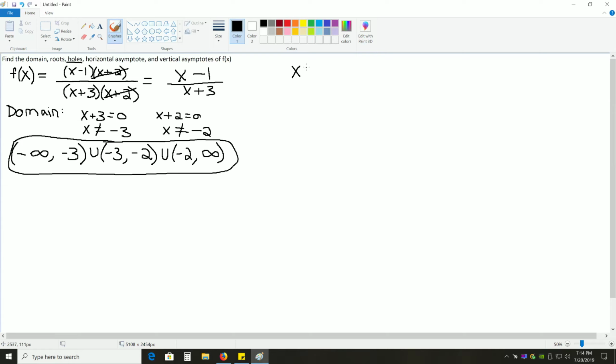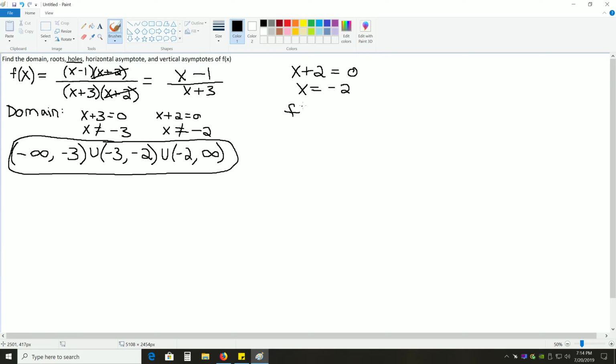So if we take that x plus 2 and set it equal to 0, whatever value we get when we solve for x will give us the location of the hole. So we'll subtract 2 from each side, giving us x equals negative 2. So when x equals negative 2, we get division by 0, and because that 0 is also in the numerator, we get 0 divided by 0, which is where a hole occurs. So we'll take this value of negative 2 and plug it into the simplified function, x minus 1 over x plus 3. And that will tell us the y value of the hole.